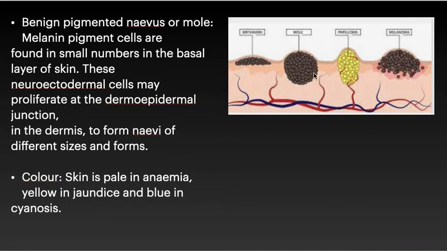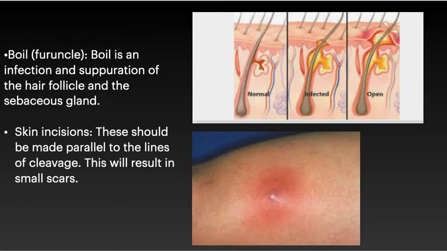Now, the benign pigmented nevus or mole. These melanin pigment cells are found in small numbers in the basal layer of the skin. These neuroectodermal cells may proliferate at the dermo-epidermal junction in the dermis to form nevi of different sizes. The skin is pale in anemia, yellow in jaundice, and blue in cyanosis.